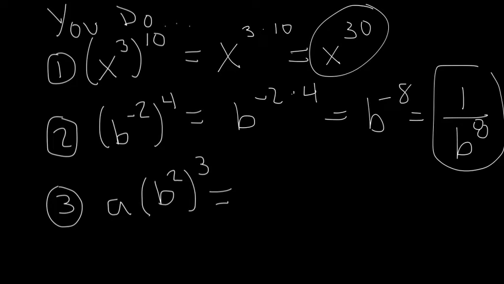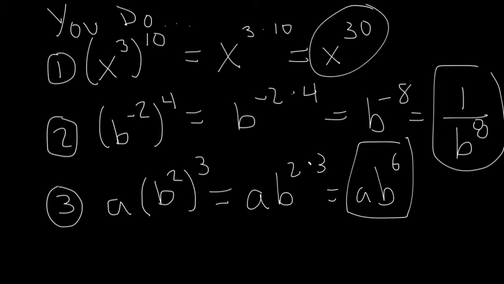Number 3, the exponent is only going to work on the stuff in parentheses here, so it's not going to affect the a at all. So the a will stay there. b will become b to the 2 times 3, which is going to give you b to the 6th power. And that's your final answer there.